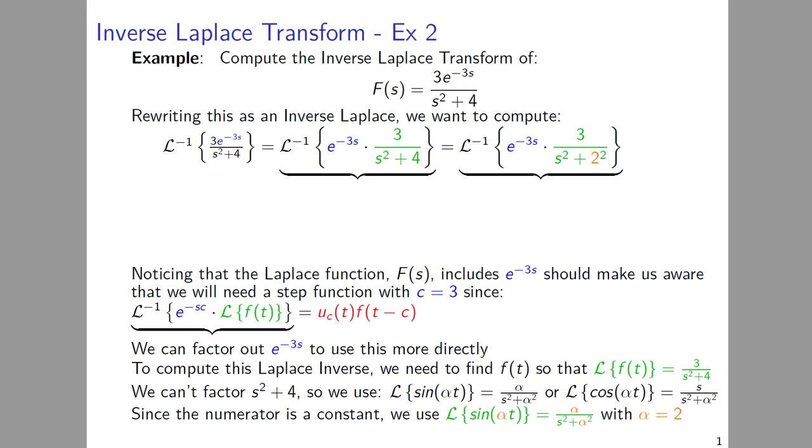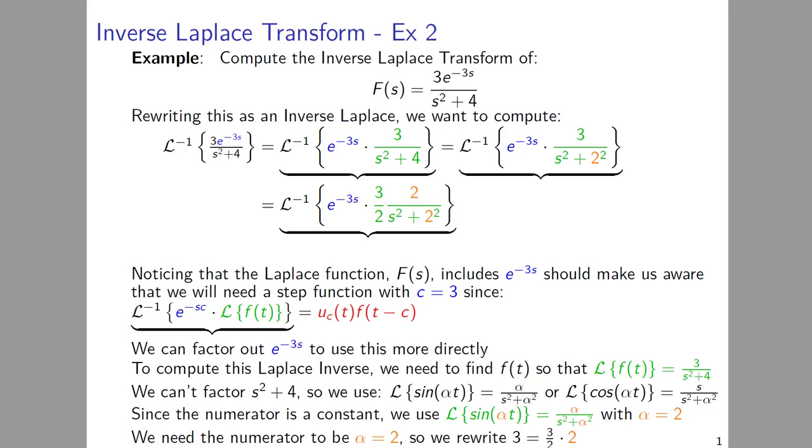Since the numerator 3 is just a constant, we want to use the Laplace of sine alpha t is alpha, a constant, over s squared plus alpha squared. Here, since our denominator is s squared plus 4, which we can write as s squared plus 2 squared, we have that alpha is 2. However, in the numerator, we have 3, not 2 like we need.